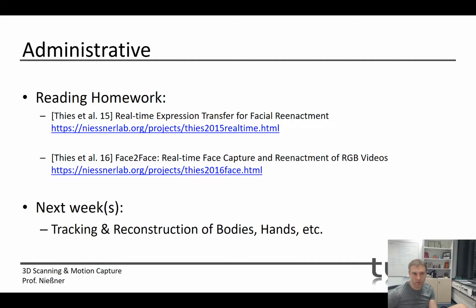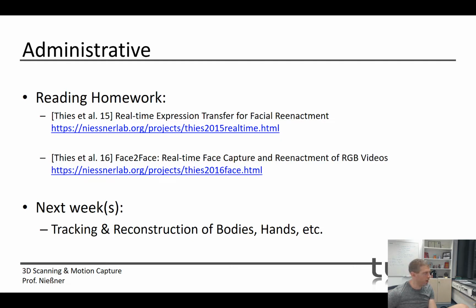And I would like you to have a specific look at these two papers. They're both from Justus Thies. I think they're really cool papers. This is something you have to look at. So it's the real-time expression transfer paper, that's the first one. That's basically the tracking with RGBD and the expression transfer, and the Face2Face paper that makes it then happen without any depth input again.